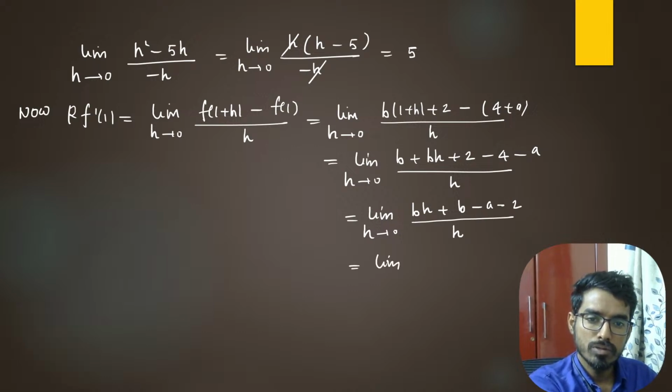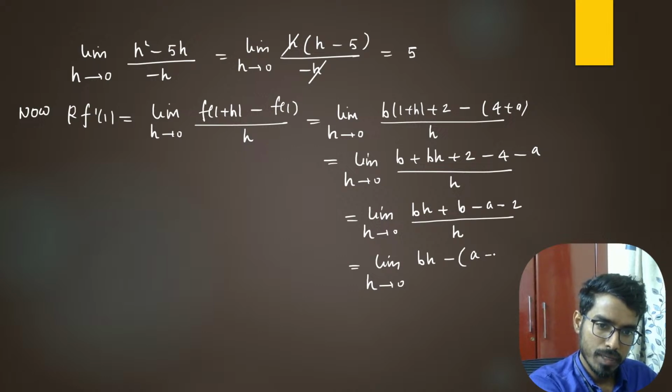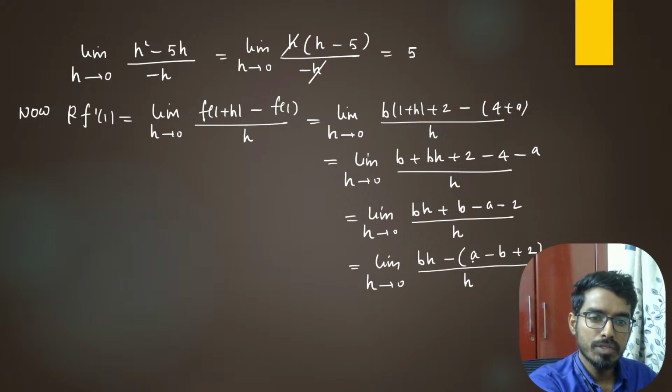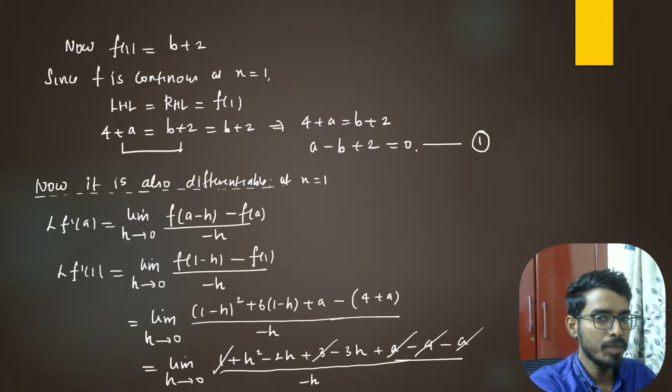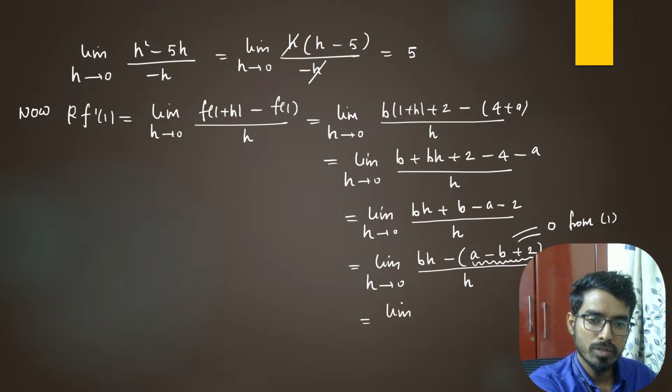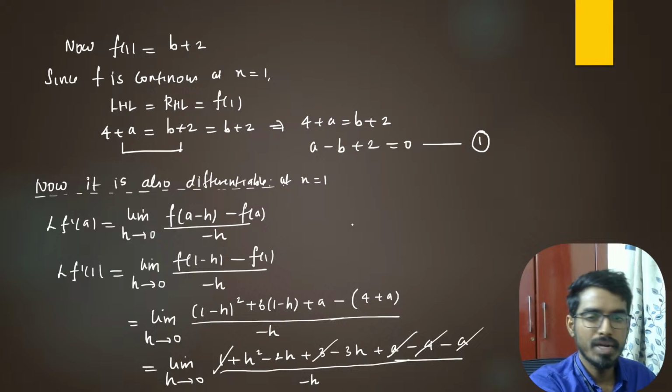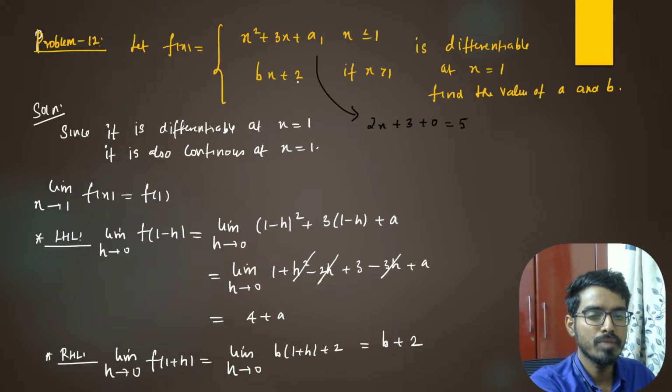Okay. So this is limit h tending to 0. If I take minus outside here, you will have a minus b plus 2, right? a minus b plus 2 divided by h. We know this term is equal to 0, right? We know this term is equal to 0 from 1. From 1 we have a minus b plus 2 is equal to 0. So that means we will have limit h tending to 0, bh by h is equal to b by definition. But you can directly differentiate this. So it is differentiate is bx plus 2b.